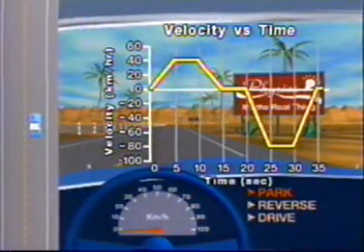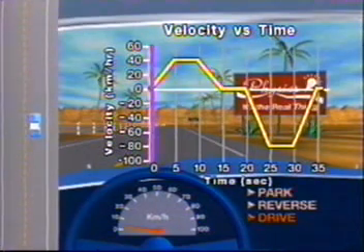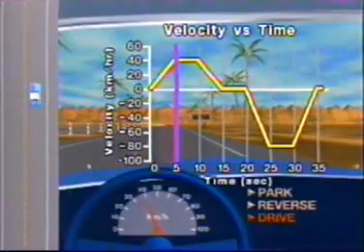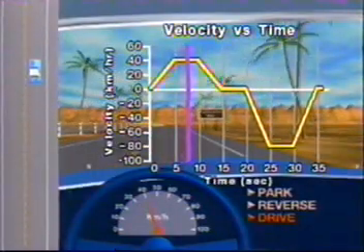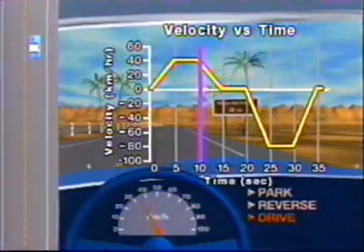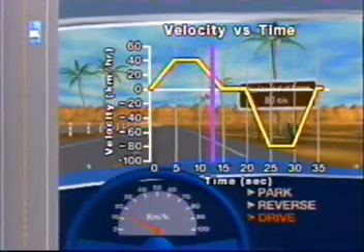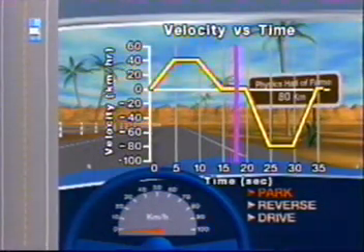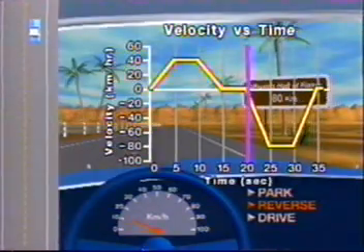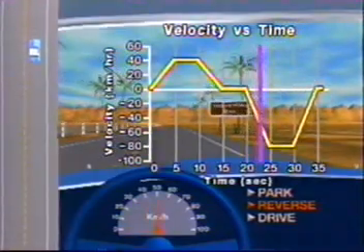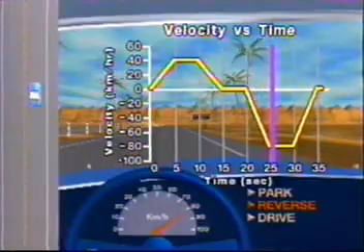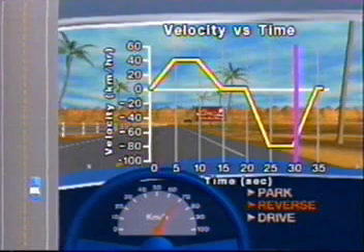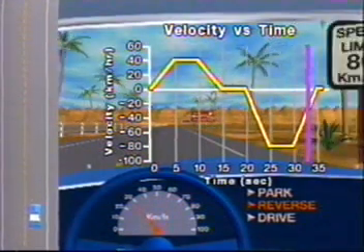Looking at a graph of velocity versus time, the initial acceleration period produces a straight line with a positive slope. Upon attaining a constant velocity, the slope becomes 0. As the car decelerates, the slope becomes negative. With the car at rest, the velocity holds at 0. Acceleration in the reverse direction causes the velocity to become increasingly negative. Notice that the steeper the slope, the greater the acceleration. As the car comes to rest, the curve returns to 0.